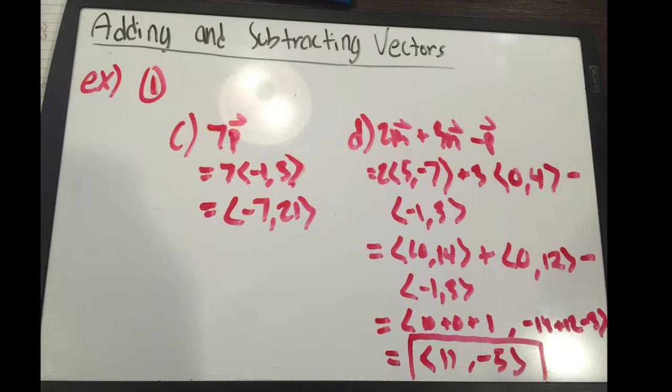And D. 2 vector m plus 3 vector n minus vector p. That will equal 2 times 5, negative 7 plus 3 times 0, 4 minus negative 1, 3. That will equal 10, negative 14 plus 0, 12 minus negative 1, 3. That will then equal 0 plus 10 plus 1, negative 14 plus 12 minus 3. And finally the answer will be 11, negative 5.